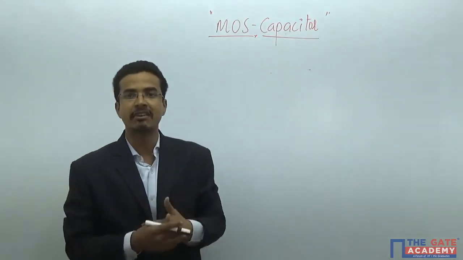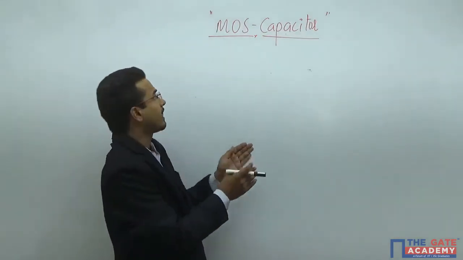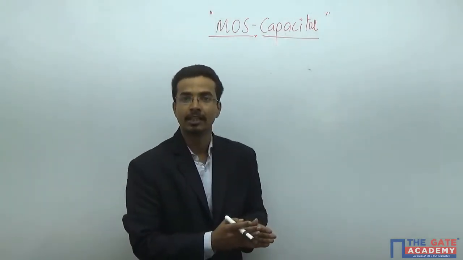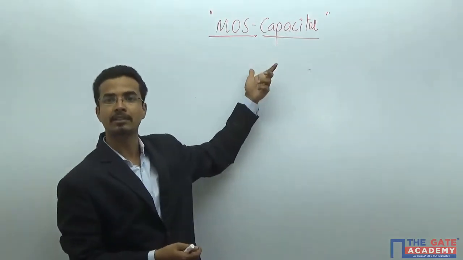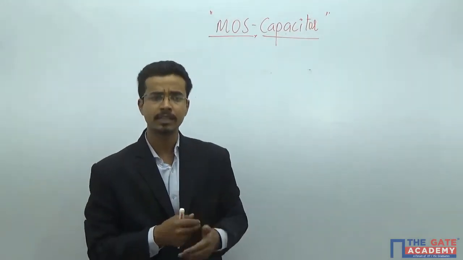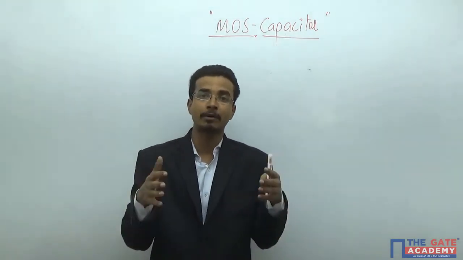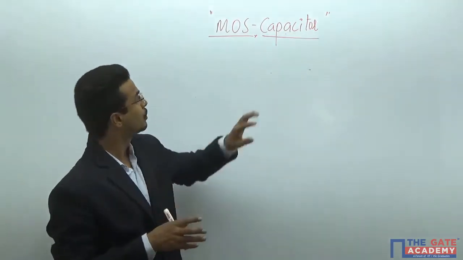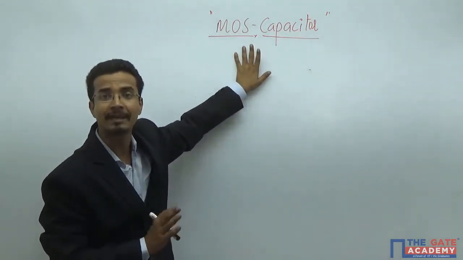That means firstly we will discuss how the MOS capacitor works, and after that the extension of the MOS capacitor. Whenever you introduce 2 more terminals to this MOS capacitor, you will get the MOSFET. So if you are interested in learning the working principle of the MOSFET, you definitely have to understand the working principle of the MOS capacitor.